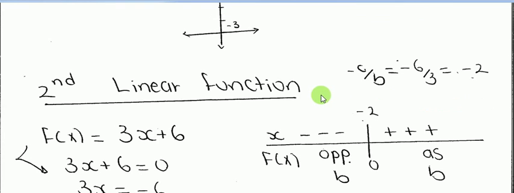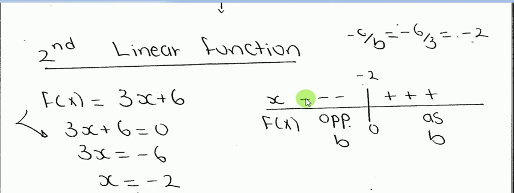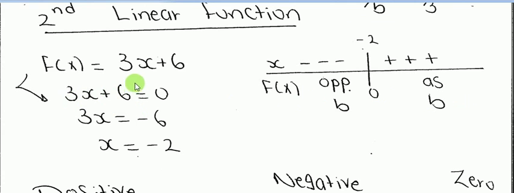Now what about the linear function, or the first degree function? Like f(x) equals 3x plus 6, it is a first degree function. First, you are going to get the 0 value. How? 3x plus 6 equals 0. So 3x equals negative 6, x equals negative 2. When x equals negative 2, y will be 0.